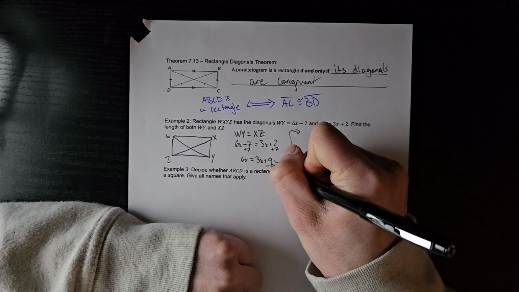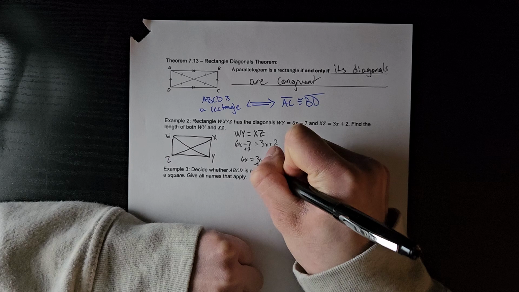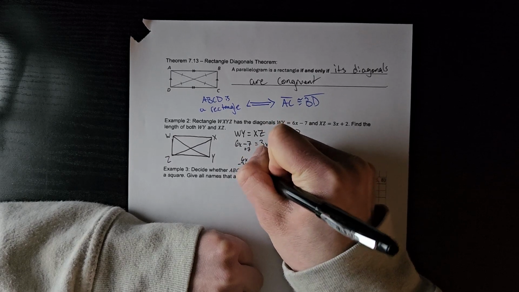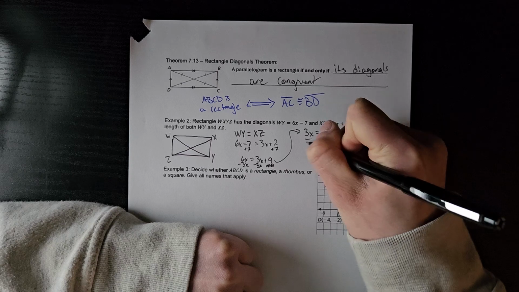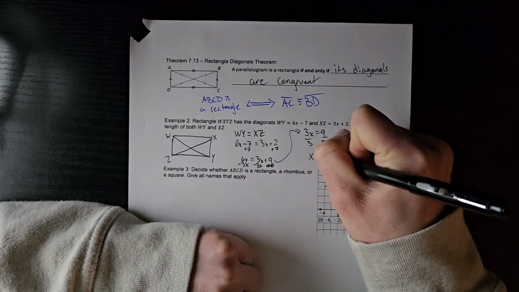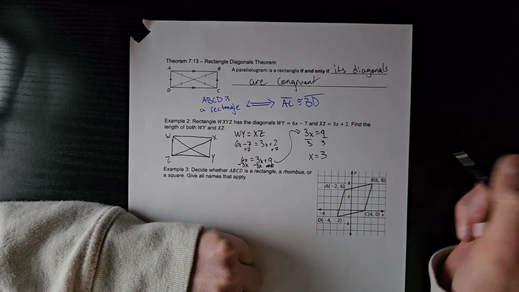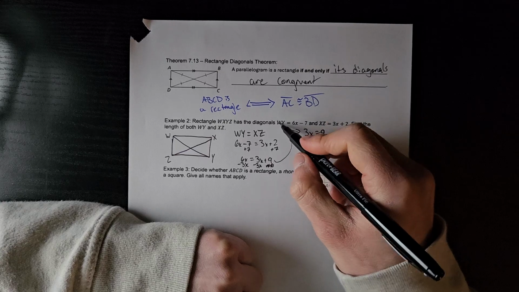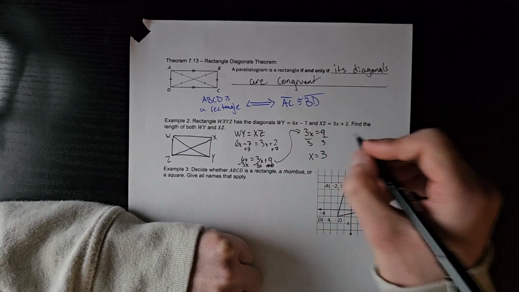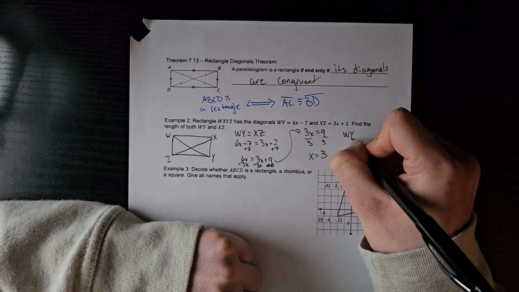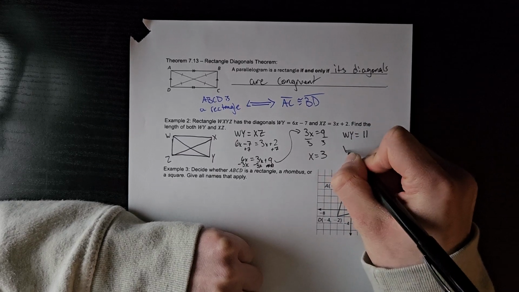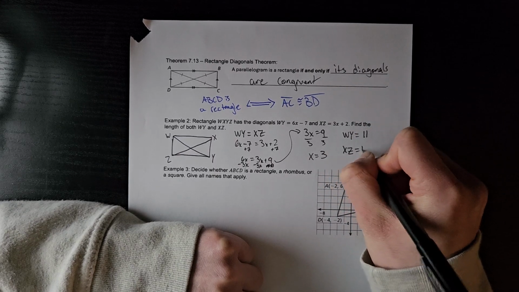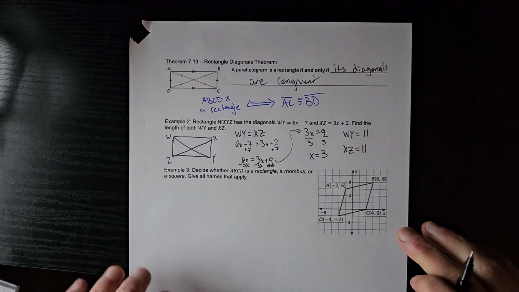I'll subtract 3x first. And then I'd end up with 3x is equal to 9. Divide by 3. Now I end up with x is equal to 3. And now I can plug in this 3 to WY and XZ. WY, when I plug 3 in, I should get 11. And I would get the same for XZ, getting 11.